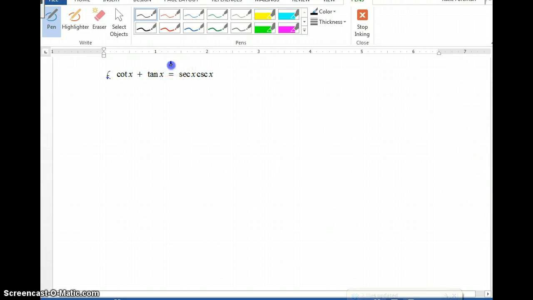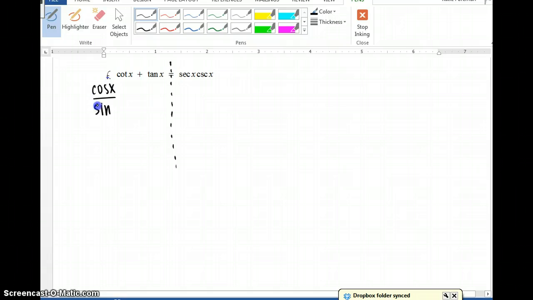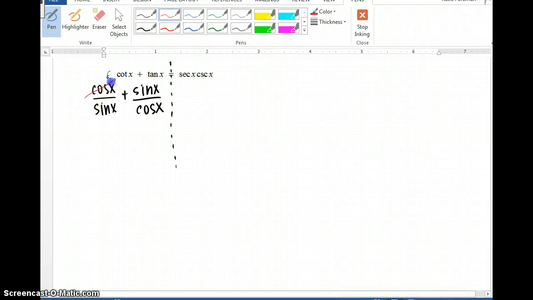I would also suggest starting on the left-hand side, cotangent, cosine of x over sine of x, plus sine of x divided by cosine of x. Again, you can't tell me that these two cosines cancel, and you can't tell me that those two sines cancel. You can't cancel across a plus or minus.